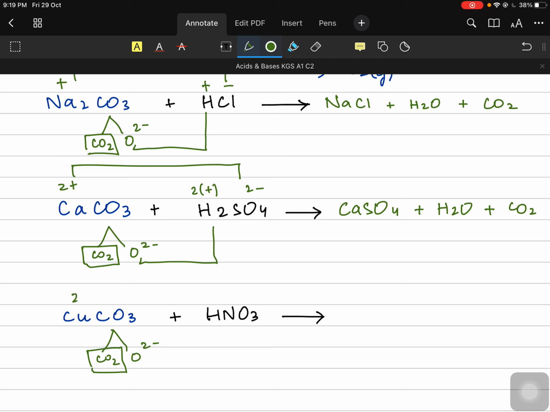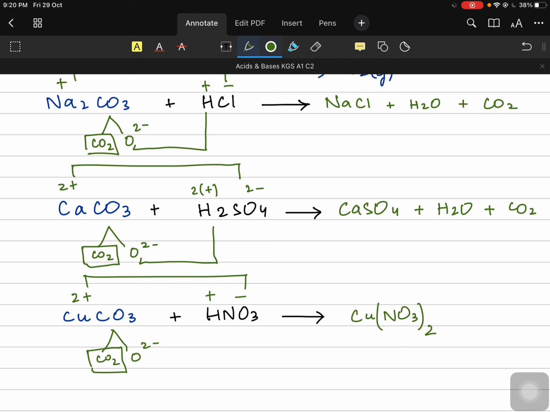Copper is a metal, it has a charge of 2+. Nitric acid is H+ and NO3-. Combining the partners, we get copper with a nitrate. So Cu should go for the NO3. Cu(NO3)2 is the chemical formula, because if you remember, copper has a charge of 2+, NO3 has a charge of -1. Copper gives the 2 to the NO3, so charges will swap. So you get Cu(NO3)2 for copper nitrate. This is the chemical formula. If you can memorize this, that would be amazing.